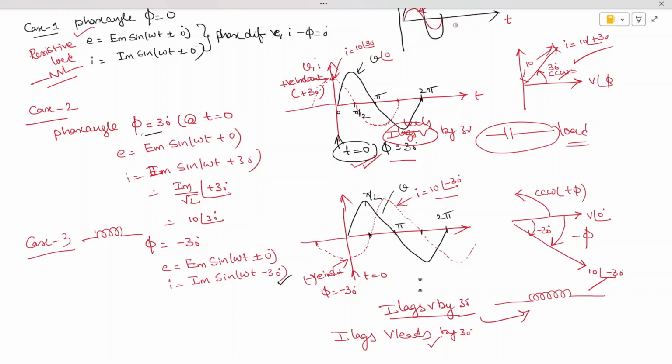The first case is where there is zero phase difference, or the phase angle is zero. In the case of an inductor, the current can be written as I at an angle of minus 30. In the case of a capacitor, you can write it as 10 at an angle of plus 30. This is valid for the capacitor, and this is valid for the inductor. So this is all about how we represent the phase angle of alternating quantities. Hope you are able to understand the concept of phase angle of alternating quantities.